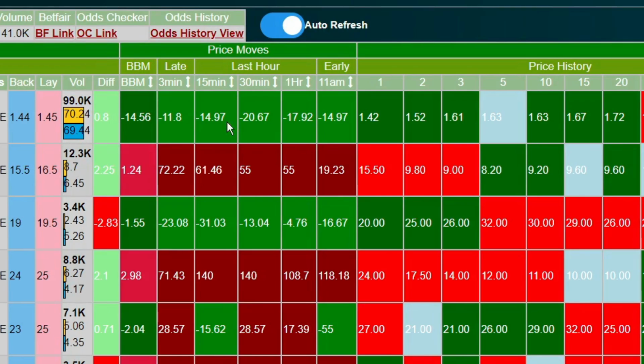Now, of course, when a horse is all green, it goes without saying there is money constantly going on that horse to be backed. And also when a horse is going in the opposite direction, as you'll see with the second favourite and indeed the fourth favourite here, very large drifts. Again, a really clear picture, a traffic light footprint.